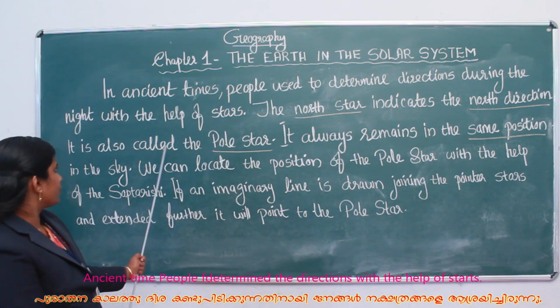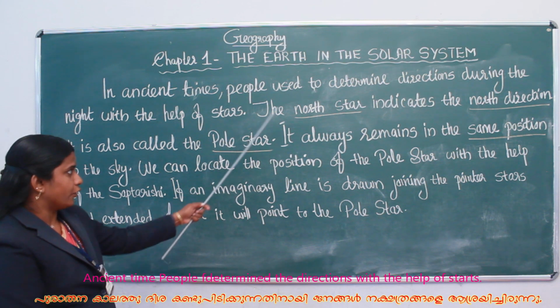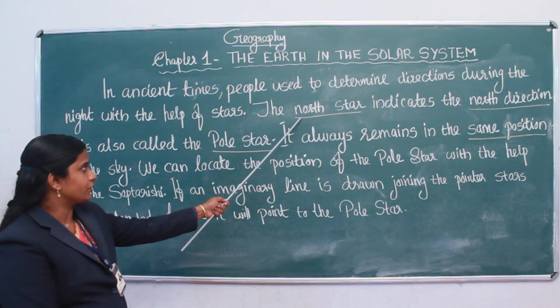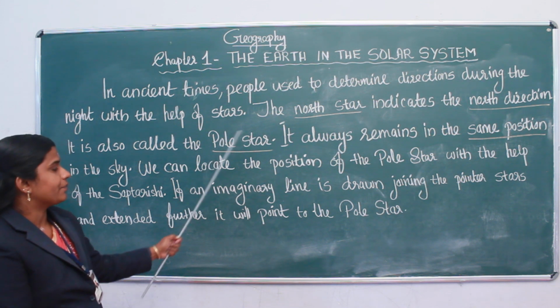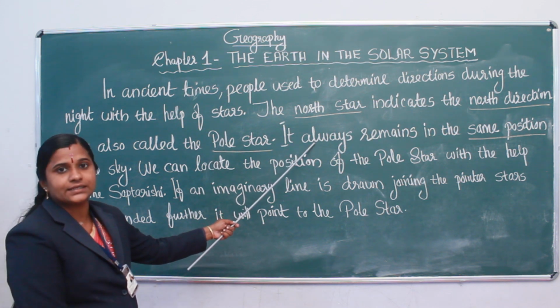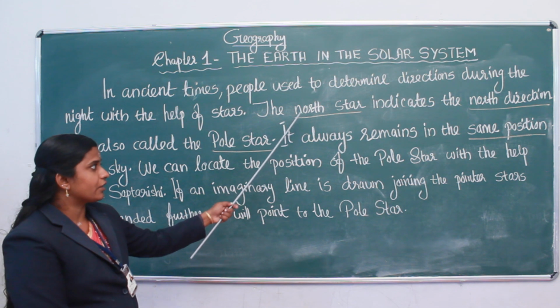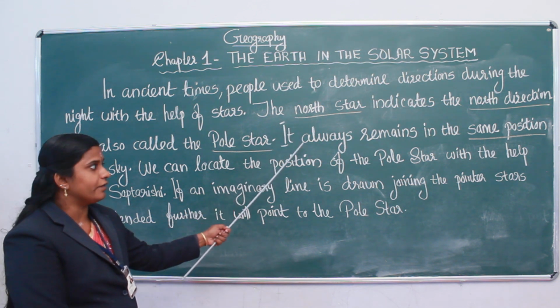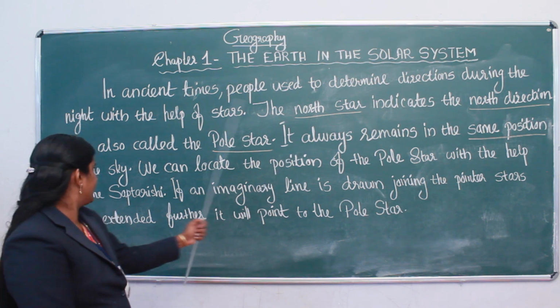It is also called the pole star. North Star is also called the pole star. It always remains in the same position.